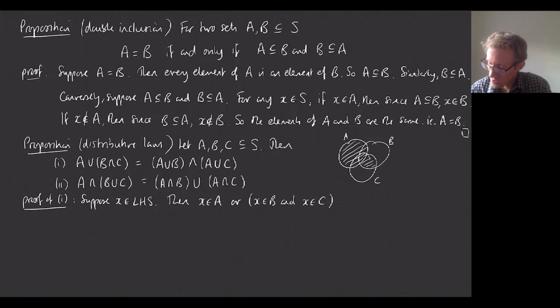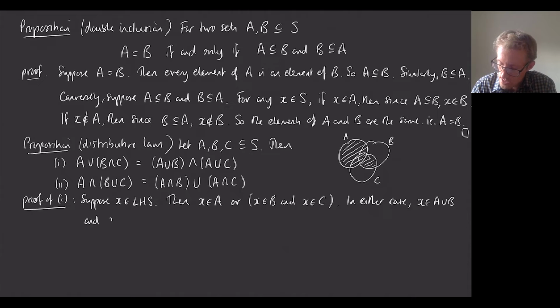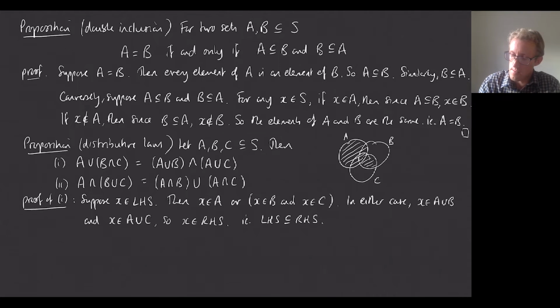So I want to write out something to explain that. So I'm going to say in either case, x is going to be in A union B and x is going to be in A union C. So x is in the right hand side, i.e. the left hand side is a subset of the right hand side.